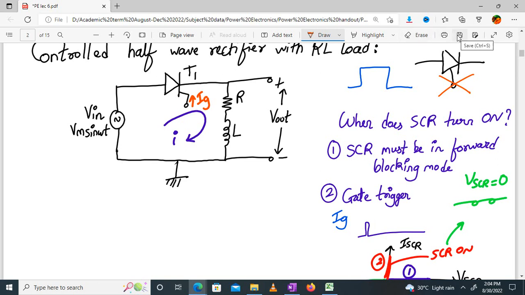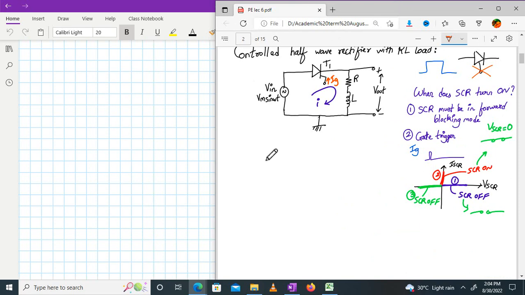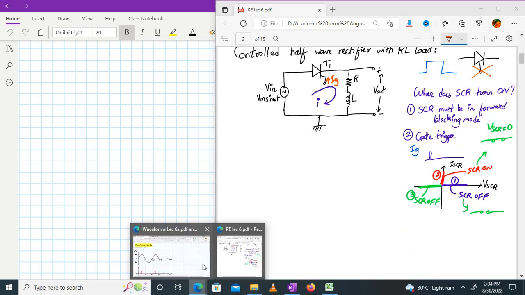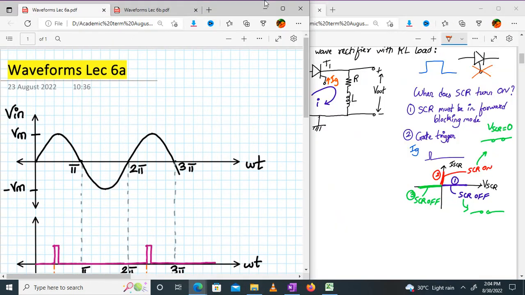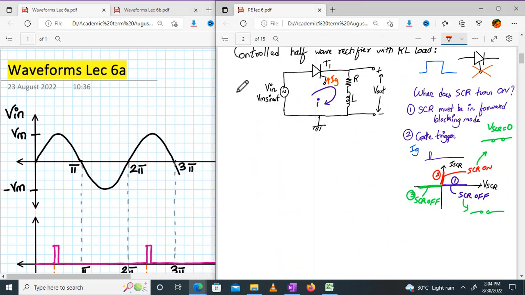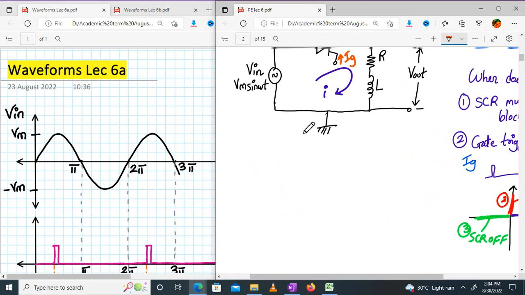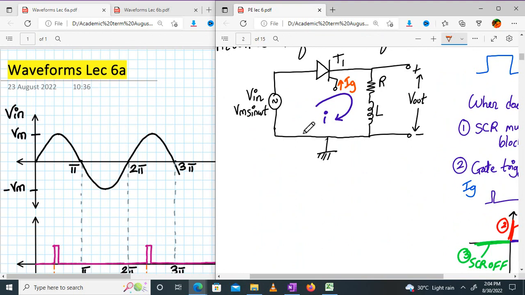Please concentrate now. We have 11 minutes left. Please concentrate for this period. And let me draw the waveforms now one by one. I'll take the reference circuit and explain, and simultaneously draw over here also. Okay?